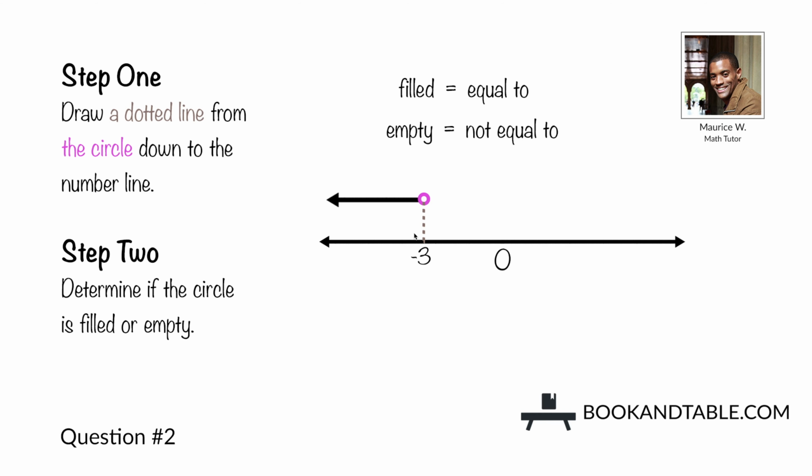Step 1, draw a dotted line from the circle down to the number line. This helps us establish a value of -3 at this end of the number line. Step 2, determine if the circle is filled or empty. We have an empty circle, which means our values will go up to -3, but will not include -3.